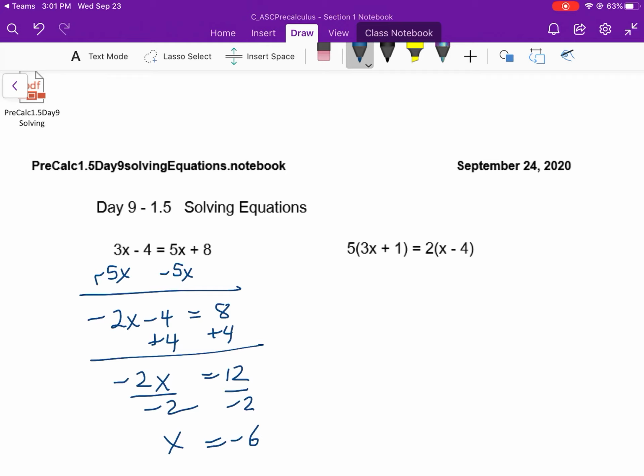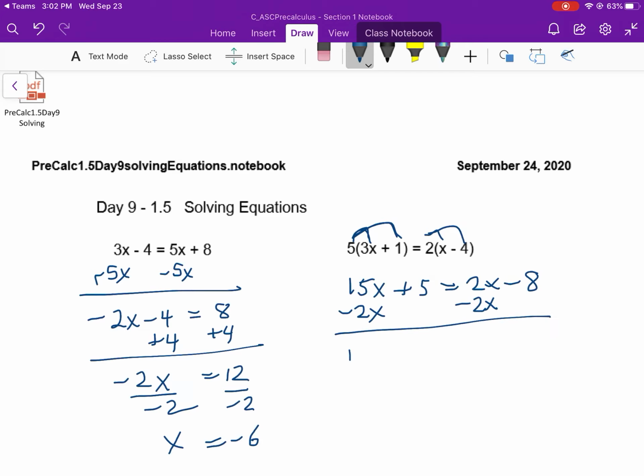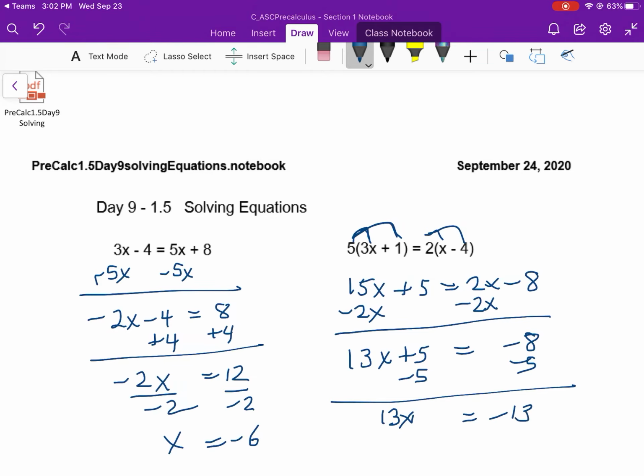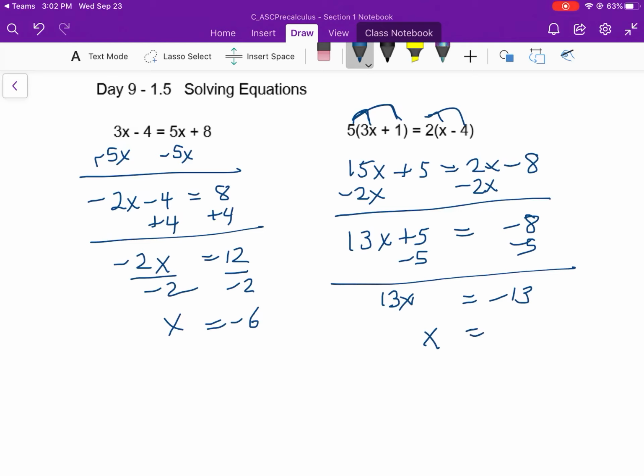Now you know it's not always going to work that way, but I got these out of the book, so maybe they'll be nice. All right, if you have parentheses, remember you have to distribute first. So 5 times 3x is 15x, plus 5 times 1 is 5, equals 2 times x, and 2 times negative 4 is minus 8. So then again, I put the letters on one side, so subtract 2x. So I get 13x plus 5 equals negative 8. Subtract 5. So I get 13x equals negative 13. Divide by 13, x equals negative 1.